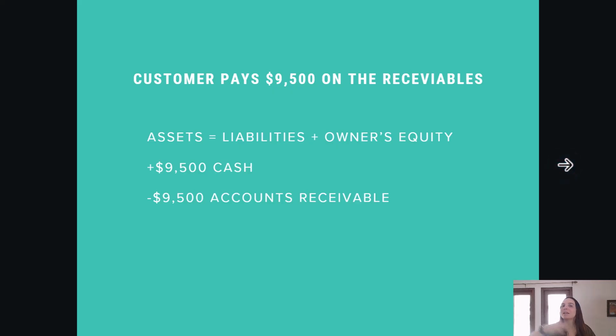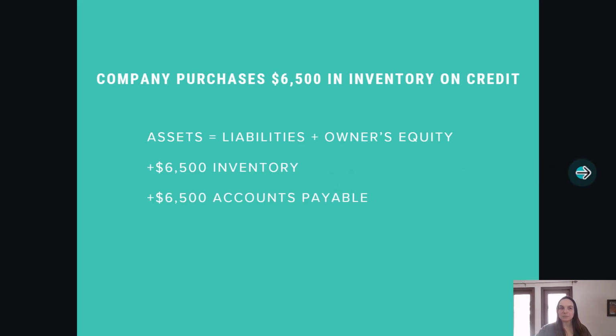Now, our customer comes in and pays that $9,500 on the receivables. Have we had assets, liabilities, or equity changed? Yes. We have increased $9,500 in cash. This is an asset, right? And we have decreased $9,500 in accounts receivable. So we have increased one asset, cash, and we've decreased another, which is accounts receivable. So we've only affected asset accounts here.